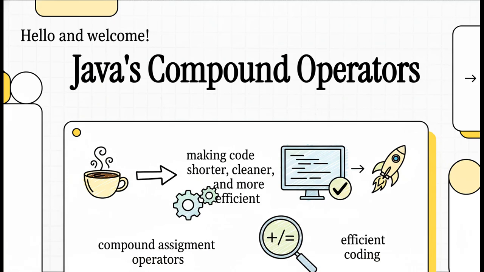You know when you're coding in Java and you feel like you're typing the same variable name over and over and over again? Well, today we're going to fix that. We're diving into a really simple but powerful trick that's going to make your code shorter, way cleaner, and just more efficient. Let's get right into it.